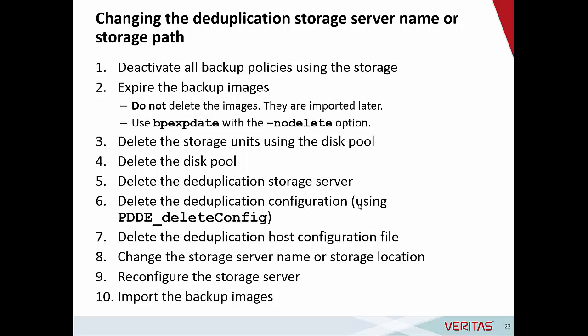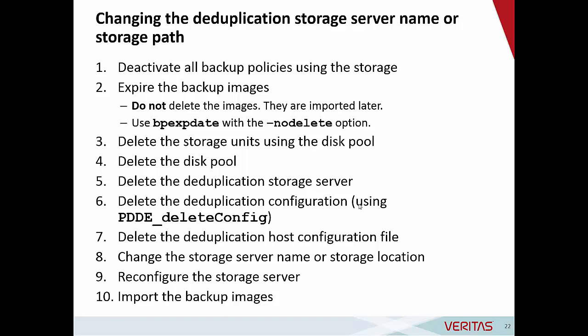Changing the storage server name or the storage path is possible if necessary. What I would do if I needed to do that was to make sure there's no activity going on, deactivate all the backup policies that target this MSDP, expire the backup images without deleting them. That means using bpexpdate with the -nodelete option, so the records are removed from the catalog.